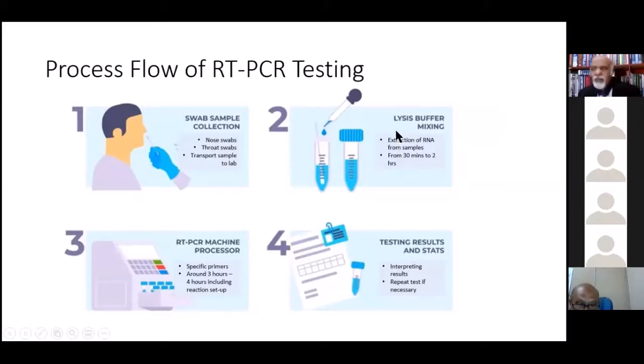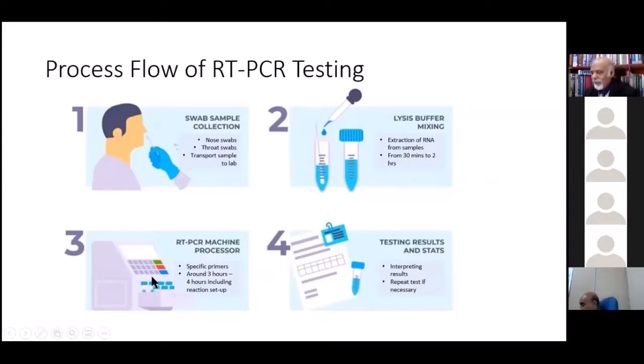In some RT-PCR kits, it is a straightforward lysis of the samples using some buffers, which takes about 30 minutes. But some labs prefer to use a more complicated or more extensive kit for nucleic acid extraction, which could take up to 2 hours, but it produces a more pure RNA sample.